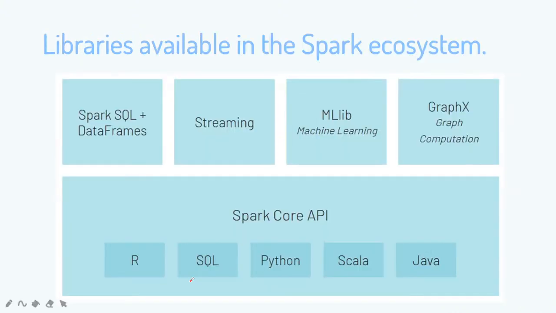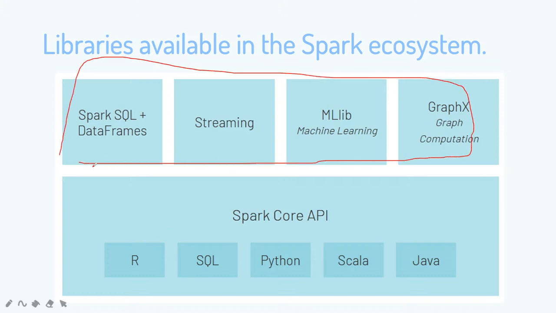Here we have general libraries and the Spark ecosystem. We have already seen the libraries: Spark SQL, DataFrames, streaming, the ML library, and GraphX. We can access all four library packages within one single core language, that is, either R, SQL, Python, Scala, or Java. R is one of the most important languages for data analytics.